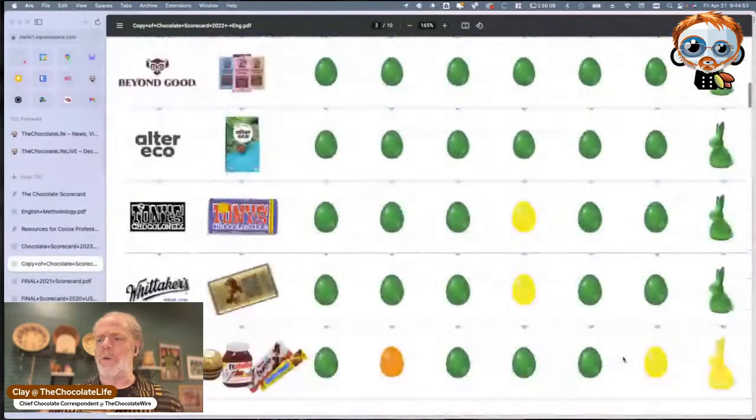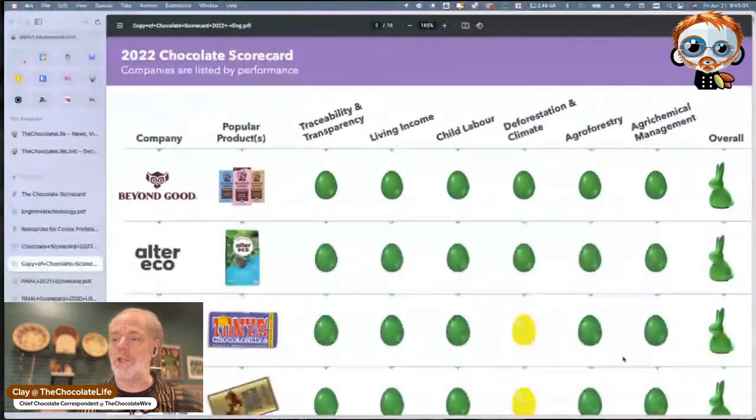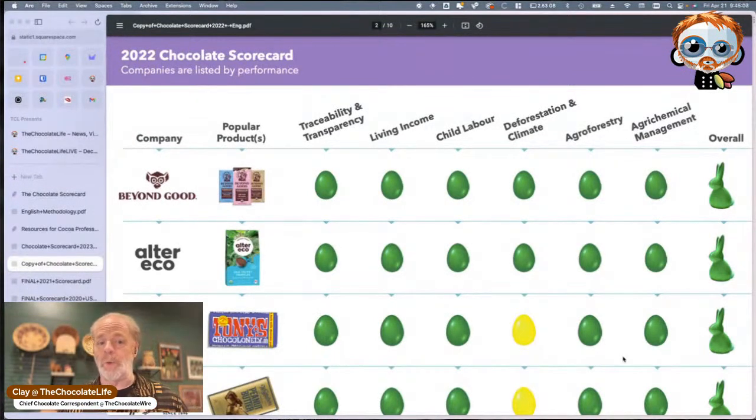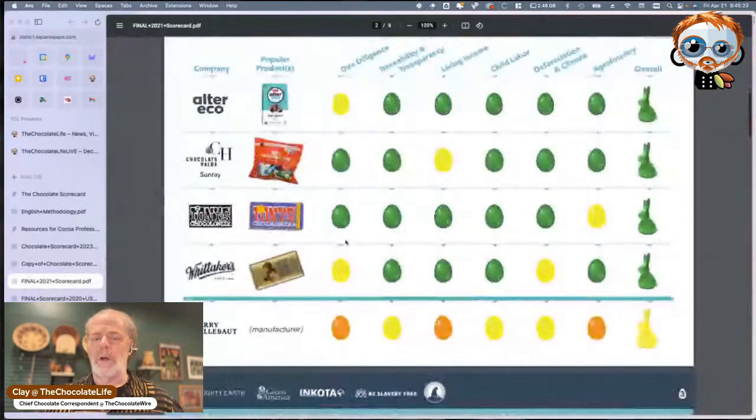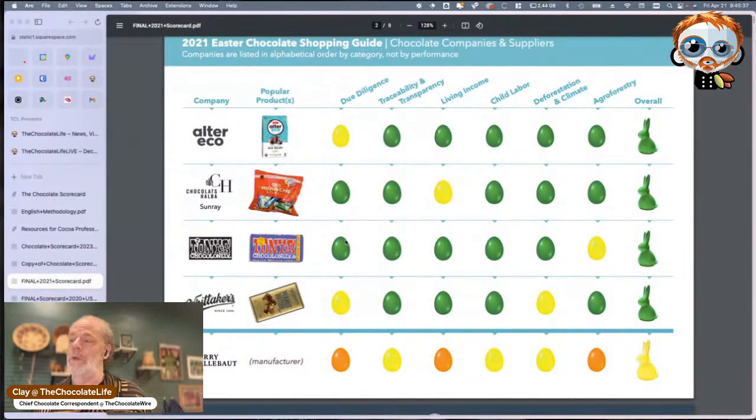So one of the things that we've lost here is some understanding about these relationships. And it turns out that I think these relationships are really, really important, right? One of the things that is consistent between the 2022 and the 2023 scorecards is that these columns, traceability and transparency, living income, child labor, deforestation and climate, agroforestry, and agrochemical management are now consistent. But when we go to the 2021 scorecard, the categories are different. Due diligence, traceability, and transparency. So due diligence dropped off, and then this agrochemical management has changed and taken its place.